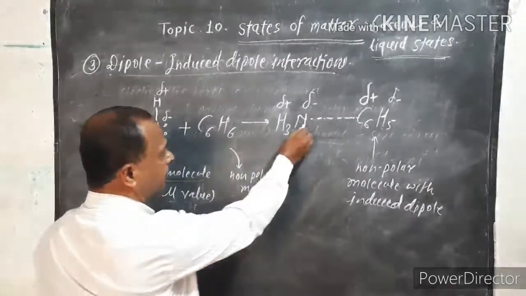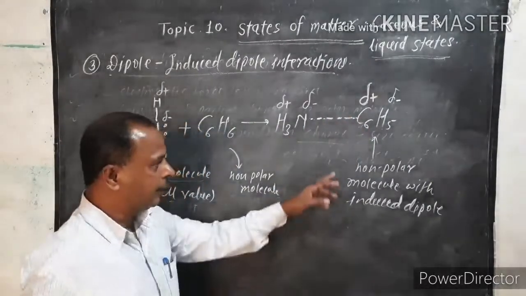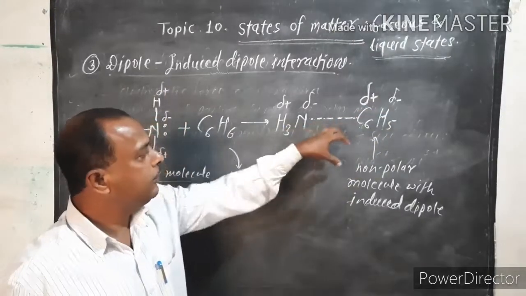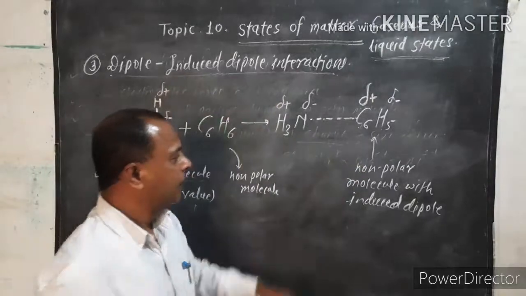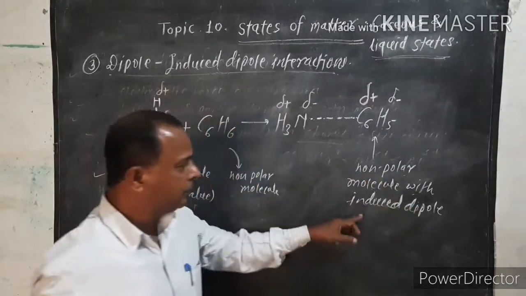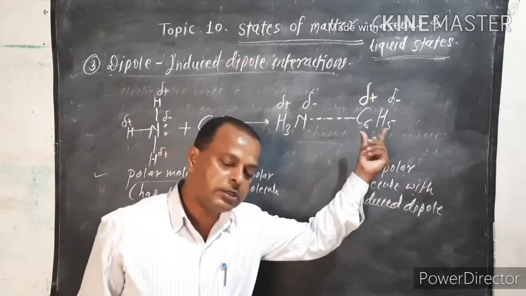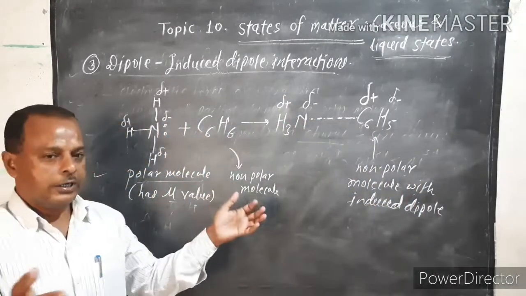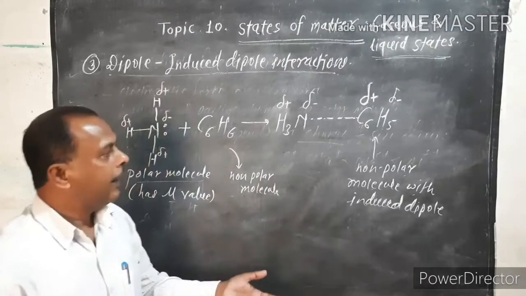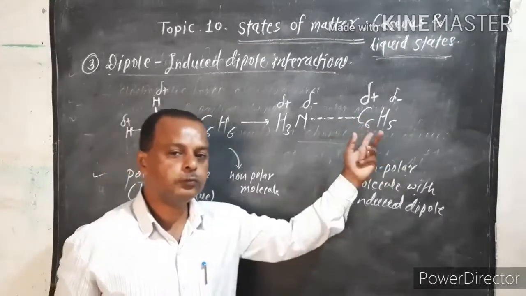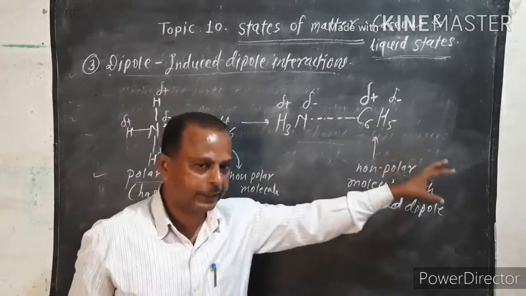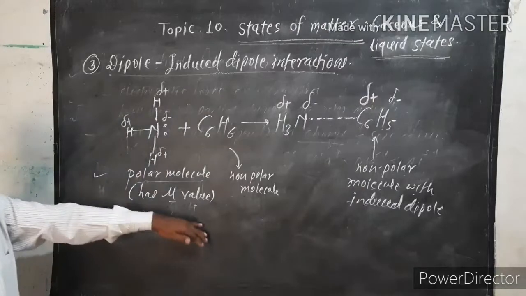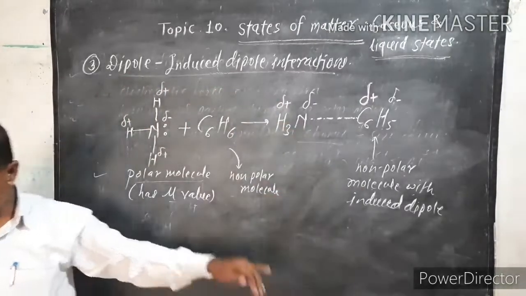This is nitrogen and that is carbon. Now here, between this ammonia molecule and this benzene molecule, an interaction develops. This is the non-polar molecule with an induced dipole, meaning in the benzene molecule the electron density gets distorted and shifted, and two poles are created, one positive and one negative. That is, two poles are created in the benzene molecule. So this is the dipole-induced dipole interaction.